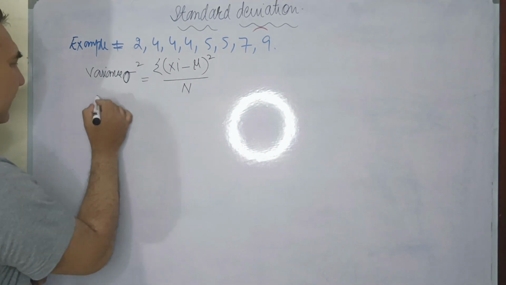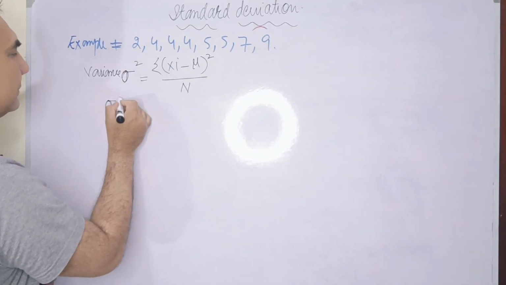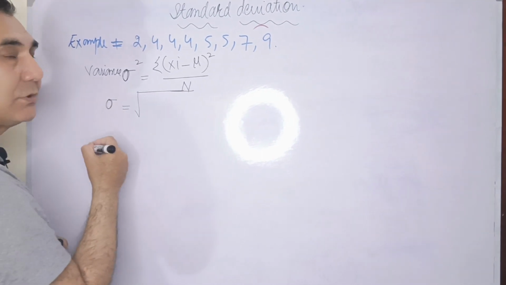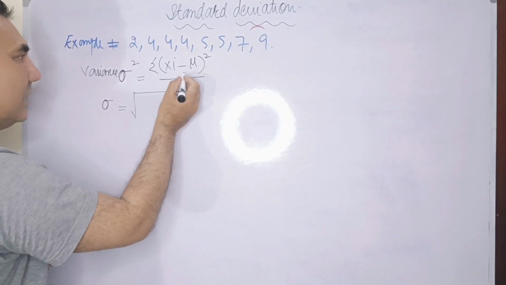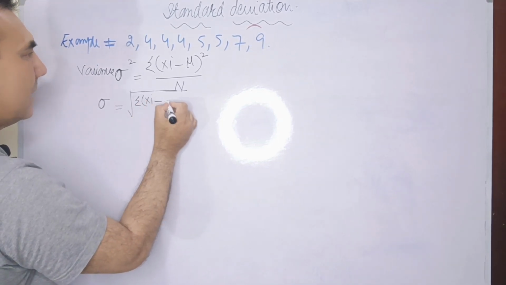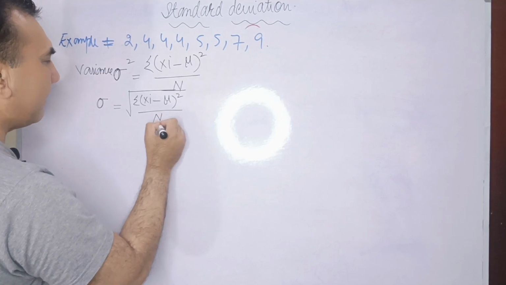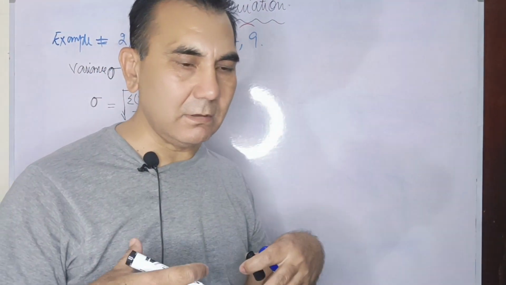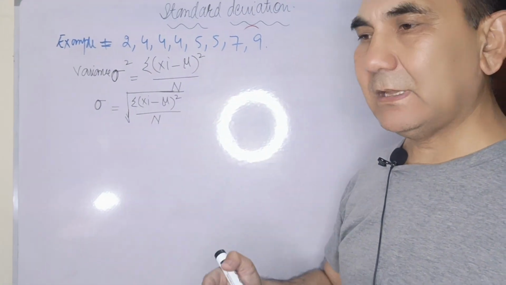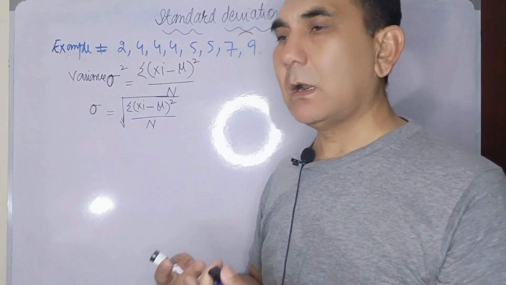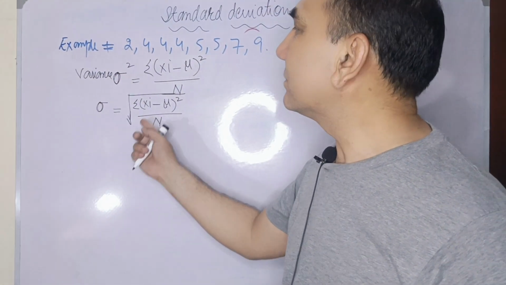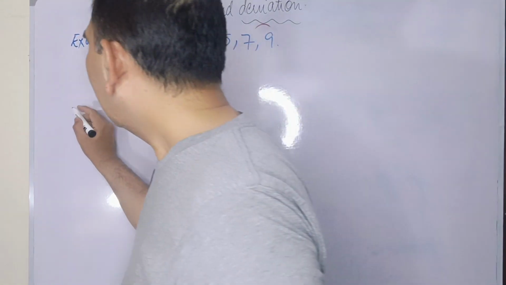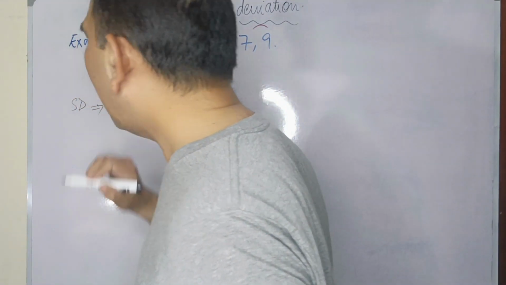When you calculate the standard deviation, you put the square root on the formula: square root of the sum of (xi minus mu) whole square divided by capital N. Once you have calculated the variance of any data set, you apply the square root to that variance, and it automatically gives the standard deviation of that data set. This is the standard deviation for the population.